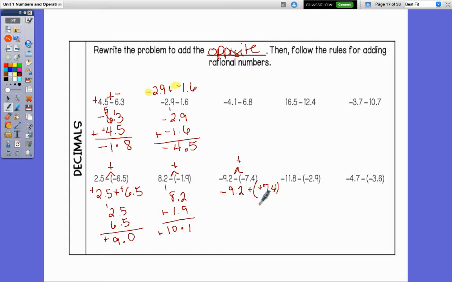7.4. Okay, so I'm going to rewrite this like this, bigger number on top, so I know my answer is going to be negative, and I need to do some math magic and borrow. 8 minus 7 is 1, and there's our answer.